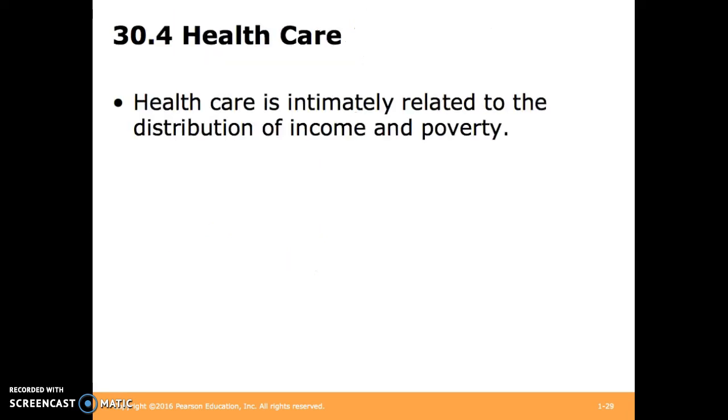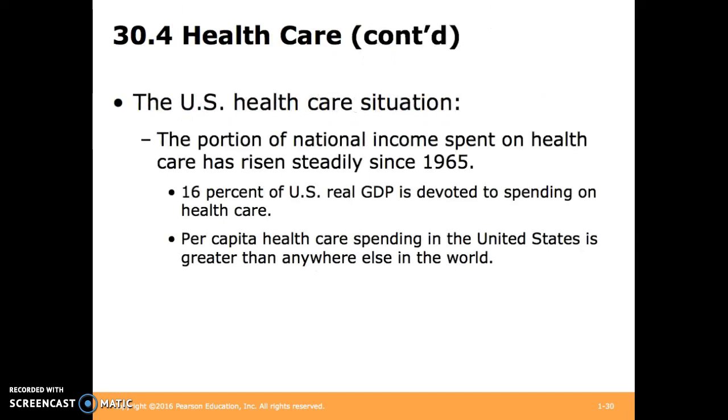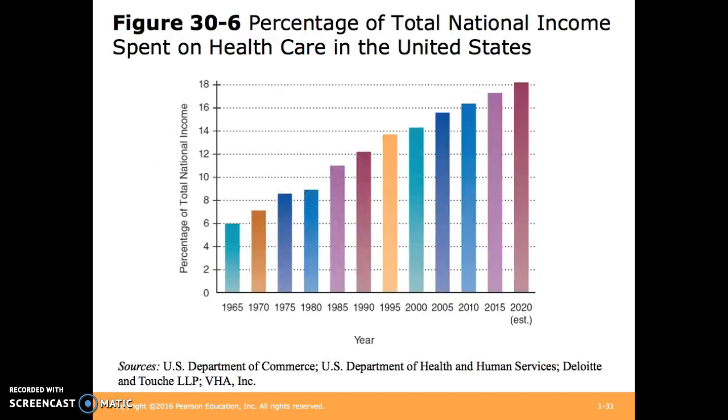Healthcare is tied closely to income and poverty. In the U.S., the portion of national income spent on healthcare has steadily risen since 1965. 16% of U.S. real GDP is devoted to spending on healthcare. Per capita healthcare spending in the United States is greater than anywhere else in the world. This histogram shows the rise in percentage of total national income spent on healthcare.